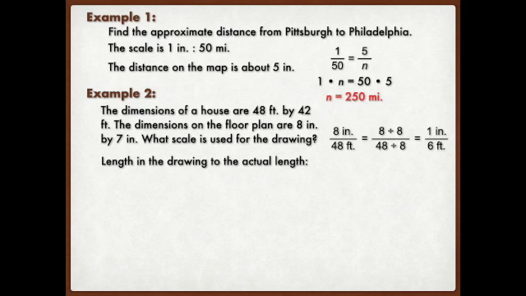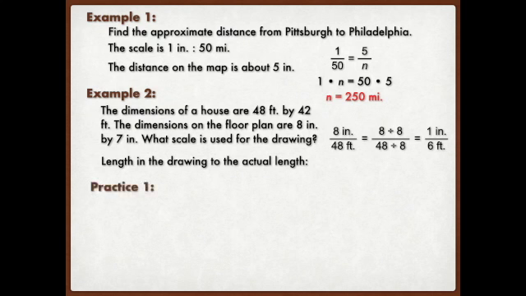Okay, let's take a look at the dimensions of the house. 48 feet. It should be 8 over 48 because 8 inches to 48. And then we would be looking at 7 over 42. So what's the scale used in the drawing? If I have 8 over 48, find my greatest common factor, 1 over 6. Make sure you always add your units, 1 inch over 6 feet.